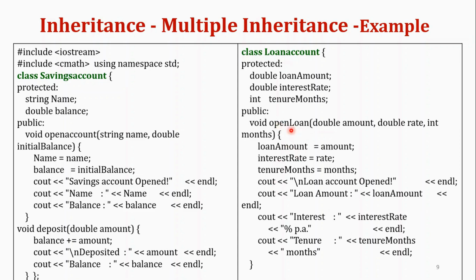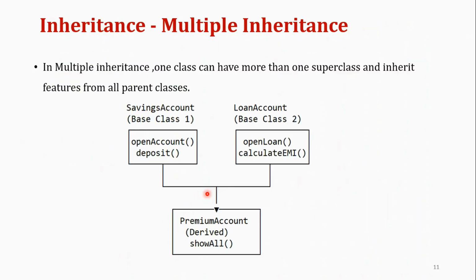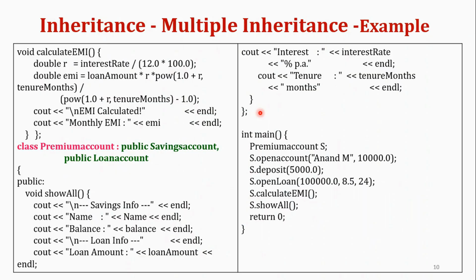So here we have several functions. Two base classes, savings account and loan account. Coming to the diagram, premium account is the derived class, which is inheriting savings account, comma, loan account. Check out this inheritance: premium account is the derived class, colon, public base class 1, comma, public base class 2. So both the base classes are inherited in public mode.